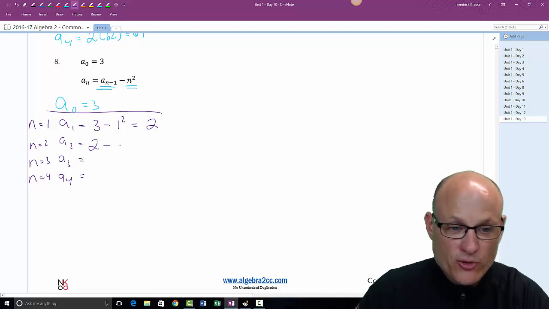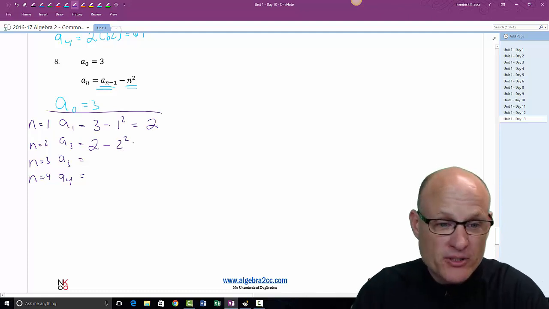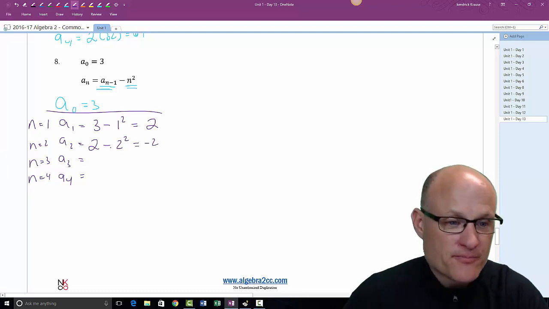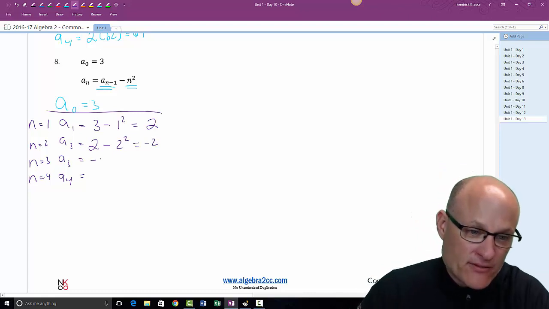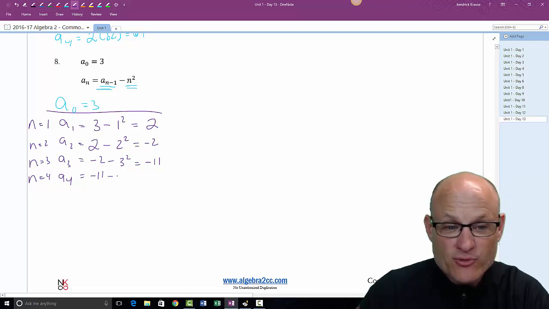Well, n in this case is 2, so 2 squared. So this would be 2 minus 4, which would be negative 2. Then it says take the previous term, negative 2, and subtract off n squared. Subtract off 3 squared. So negative 2 minus 9 is negative 11. And then it says take the previous term, negative 11, subtract off n squared. Negative 11 minus 16 is negative 27.